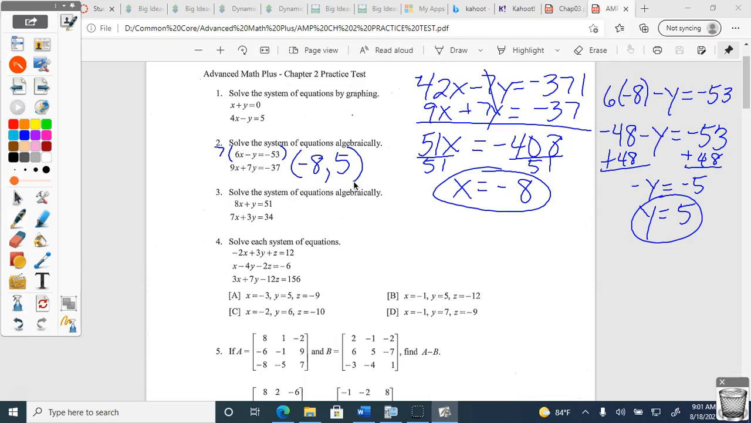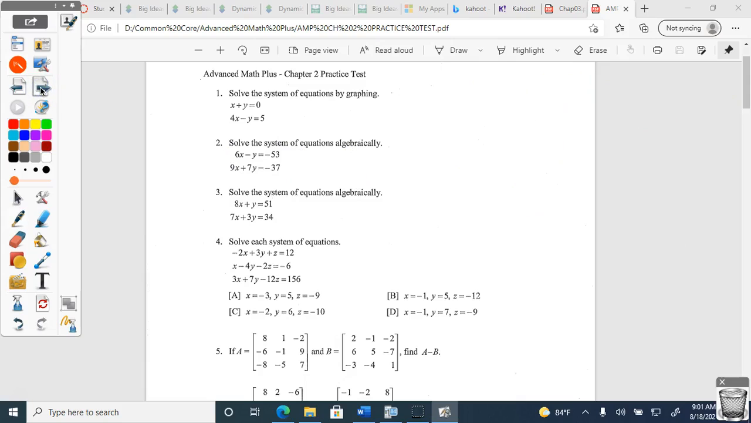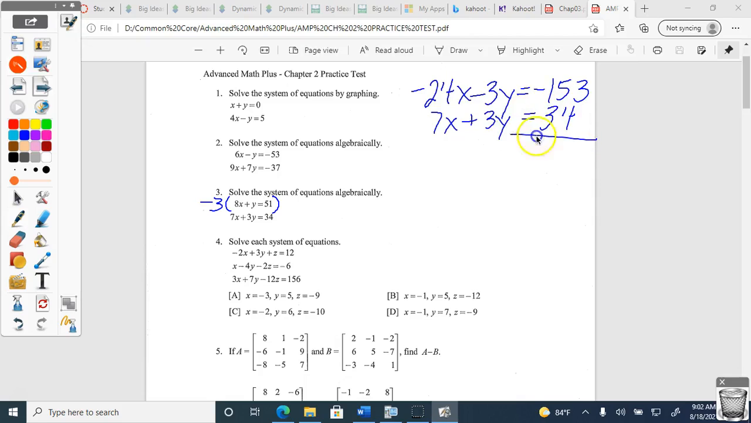Everybody good on that? Awesome. All right. 3. Same process. We're going to multiply the top by -3. -3 this time. I'm not going to mess up this time. So that's going to be -24x minus 3y equals -153. And then we got 7x plus 3y equals 34. Hold on. So that's -17x. The y's cancel.